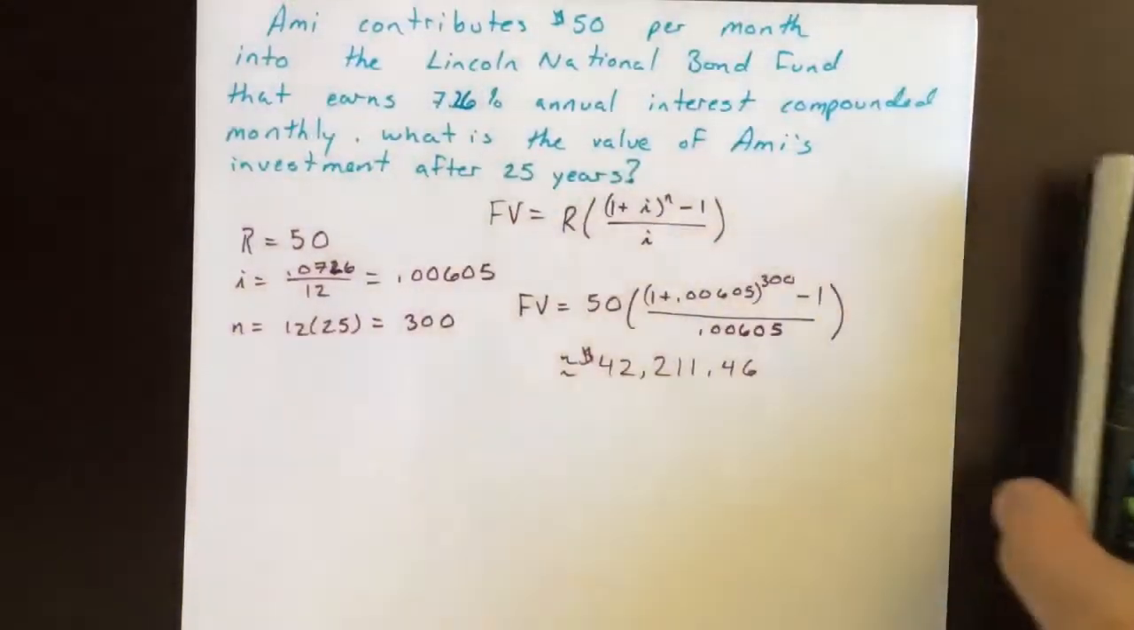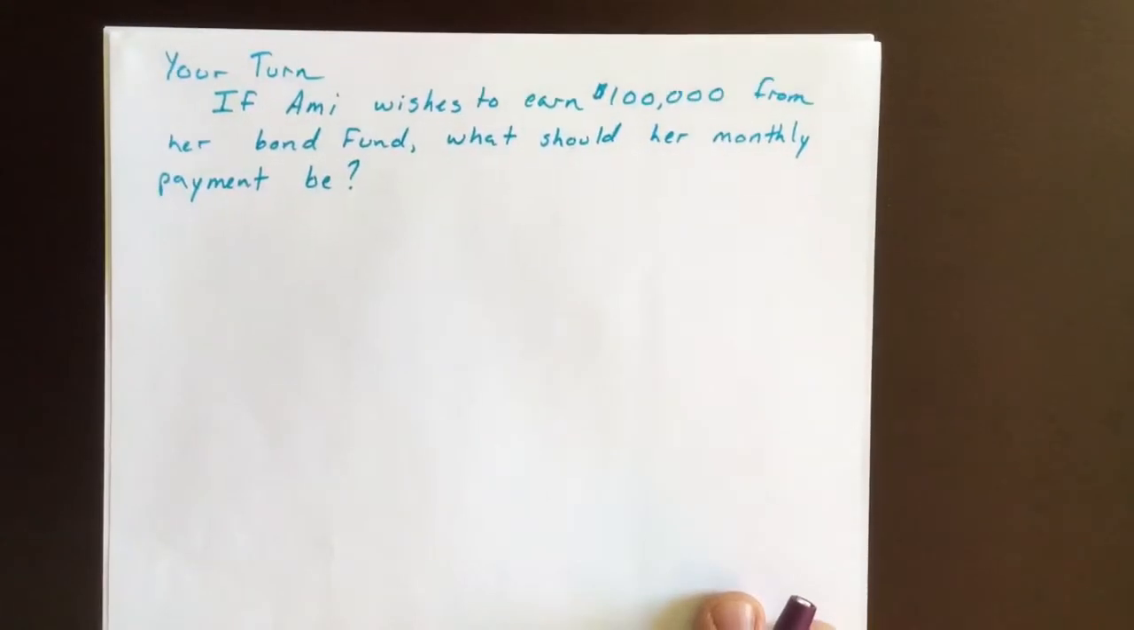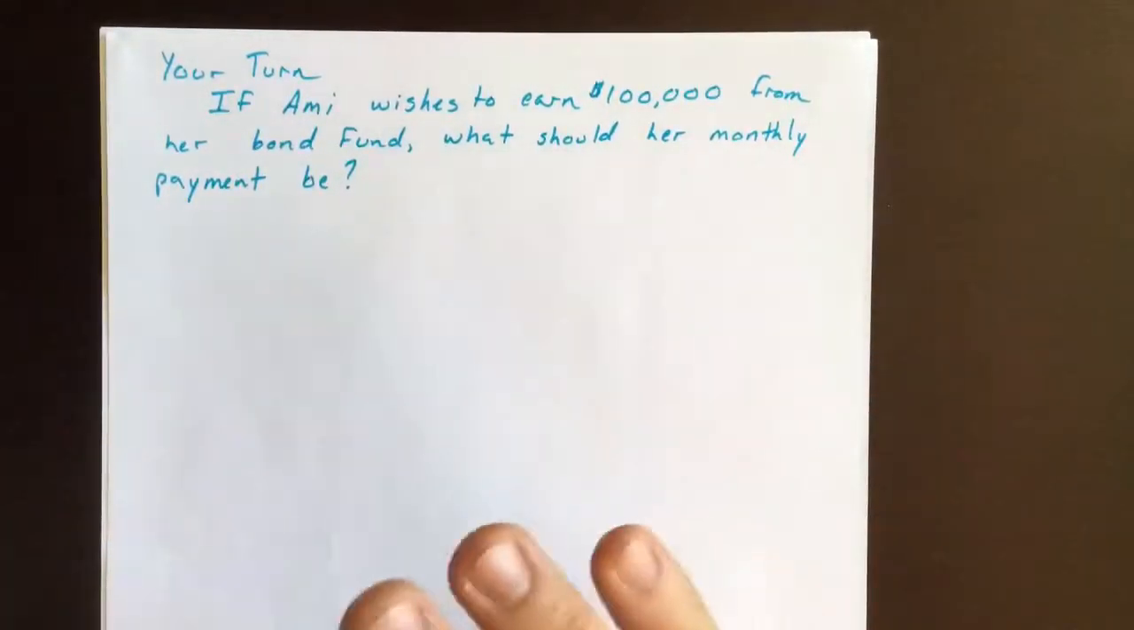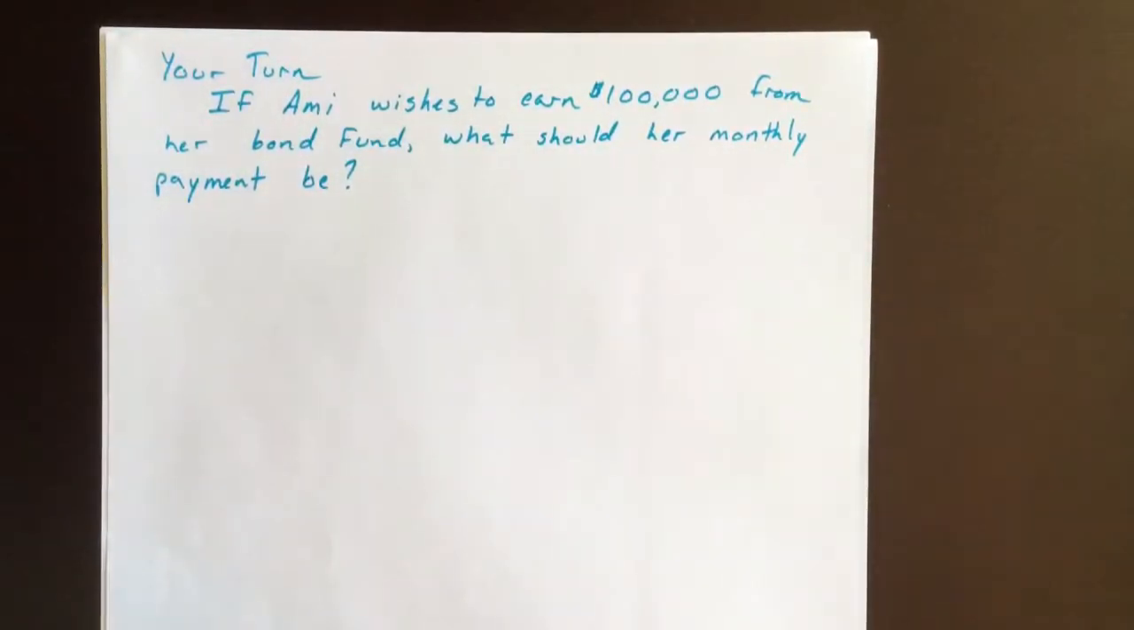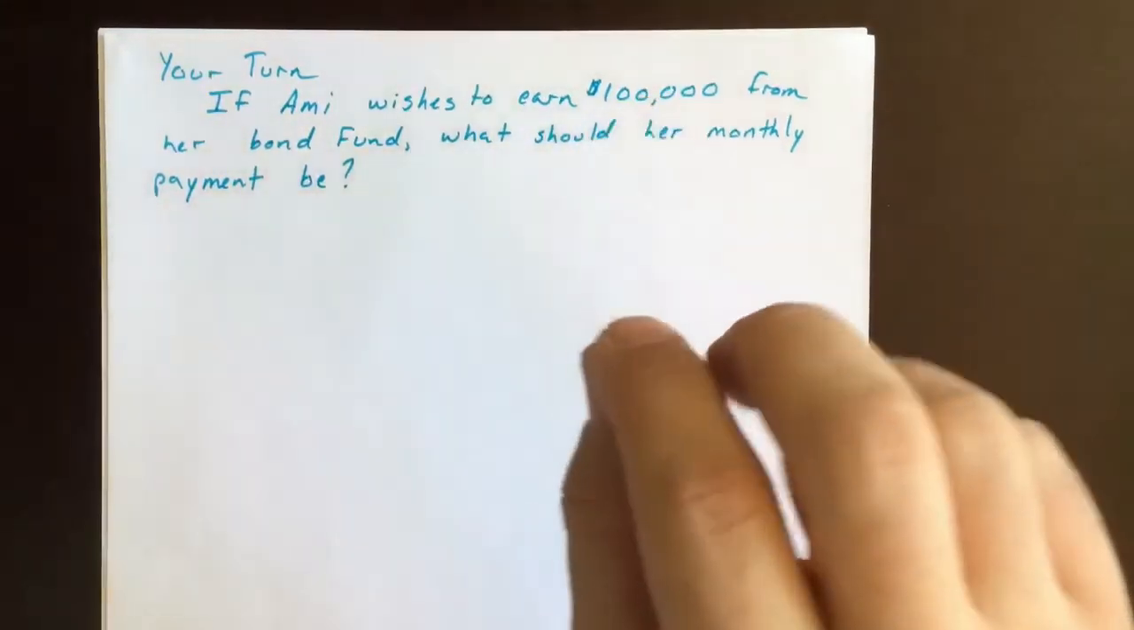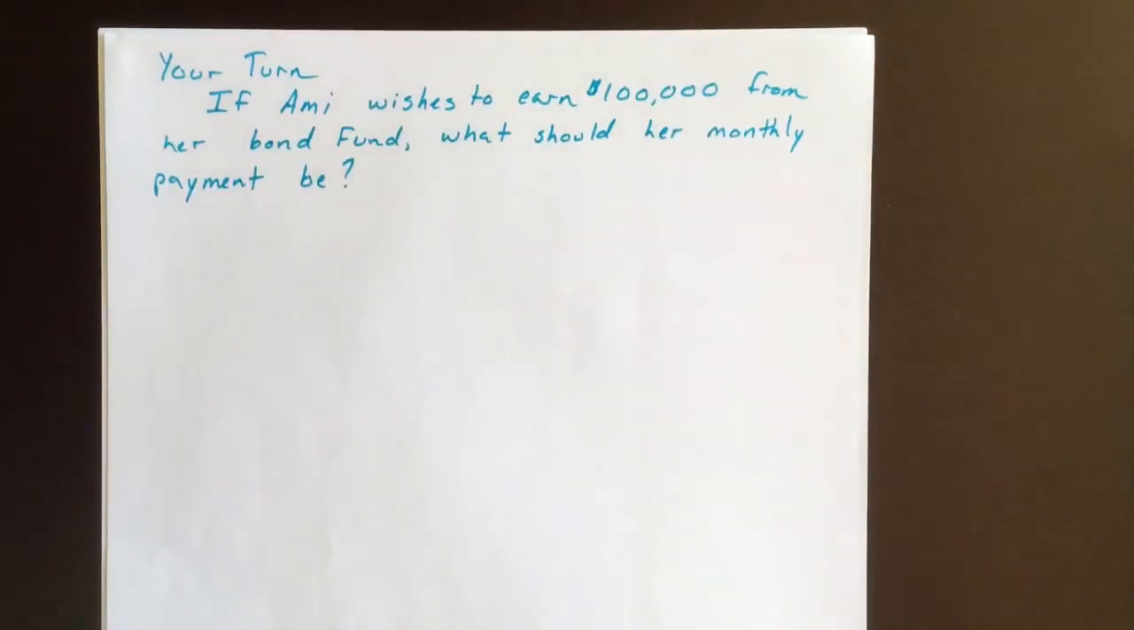Now, to close off this lesson, it's a rather short lesson. If Amy wishes to earn $100,000 from her bond fund, what should her monthly payments be? So we're going to be using here the same interest rate, and the interest rate is compounded monthly again, but we do not know what the monthly payment's going to be. So it's a little different. I'm giving you the end result, and I'm asking for what the monthly payment will be.